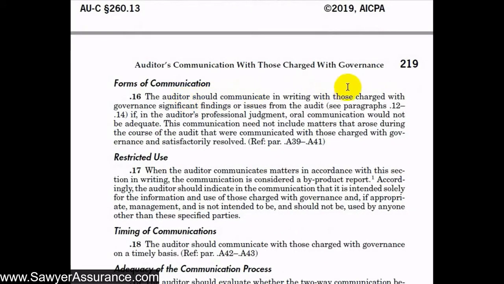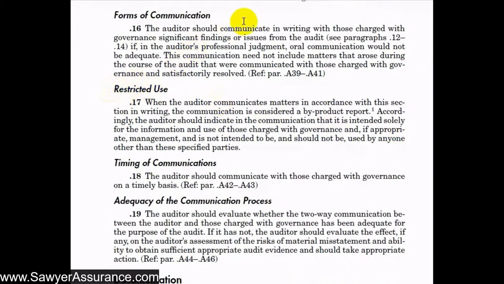And so we'll communicate in writing with those charged with governance the findings or issues from the audit, and that's what we discussed in the last video. And we see here that it's not necessarily required to be in writing, but it's usually preferable, if we don't feel that oral communication would be adequate for our purposes. And also we don't need to include matters that arose during the course of the audit that were communicated with those charged with governance, but that were satisfactorily resolved.